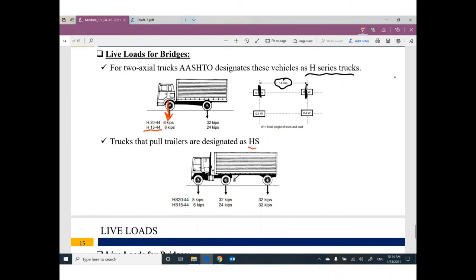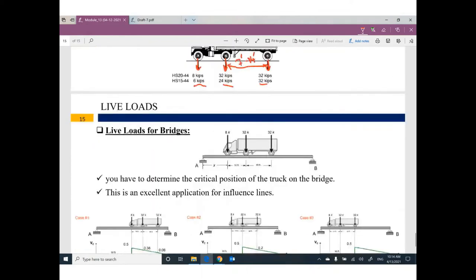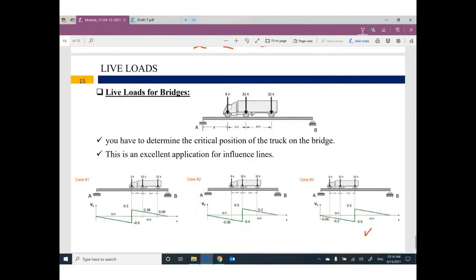The second type, HS series, the distance between this axle and this axle is variable between 7, I think, and 14 feet. And the weights are 32 and 8 for HS 2044, or 6, 24, 32 for HS 1544. So based on the truck and based on the influence line, I can say what is the worst case of this truck and what is the maximum shear, what is the maximum moment, what is the maximum reaction on this bridge.